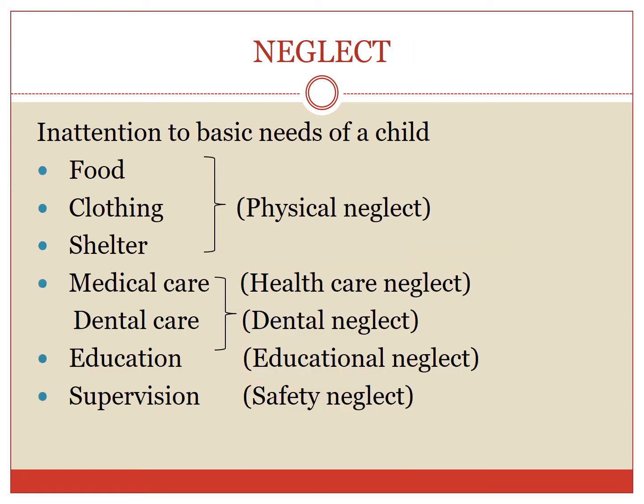We come to neglect, which basically means that the caretaker or the parent is not fulfilling the basic needs of the child, and therefore the child is getting neglected. So it could be a physical neglect when the child is not bathed, clothed and kept warm, or it could be a health neglect where the child is not taken care of medically or dentally, or it could be an educational neglect where the child is not sent to school, or safety neglect where young children are left unsupervised at home and they get injured in the process. So these are the kinds of neglect that can occur to a child.